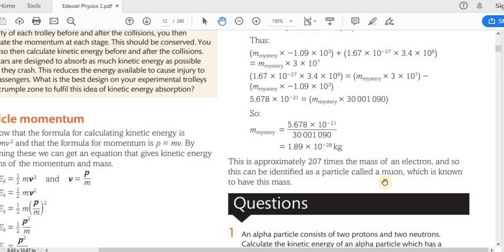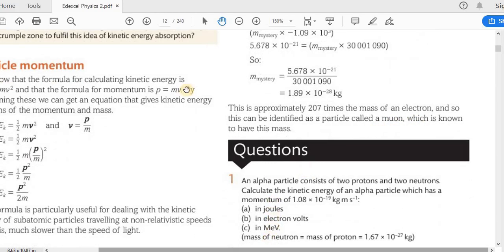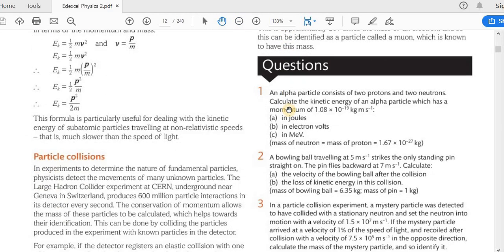Later on you will learn about the different particles. Under particle physics you will have the muon. You will learn what quarks are, what leptons are, then hadrons, muons. You will learn the details afterward. Once you find this, you can see which particle has 207 times the mass of an electron, and you can see it's a muon. Okay, I think we have arrived at the end of this page.